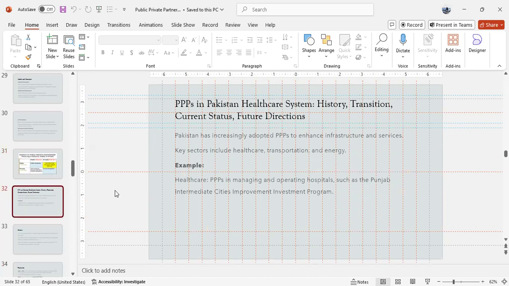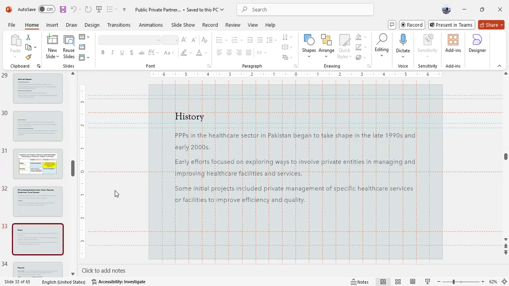Public-private partnerships in Pakistan healthcare system, its history, transition, current status, and future directions. Pakistan has increasingly adopted public-private partnerships to enhance infrastructure and services. Key sectors include healthcare, transportation, and energy. Example, in healthcare, public-private partnerships in managing and operating hospitals such as the Punjab Intermediate Cities Improvement Investment Program.